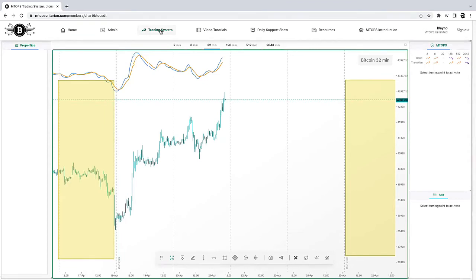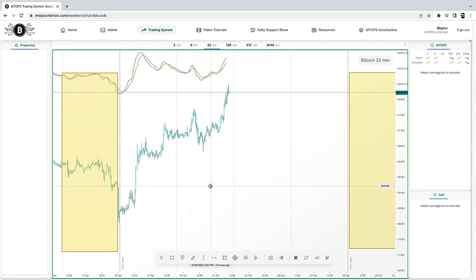Back to the show. Okay, so we're on our trading system. We're on our Bitcoin chart, and that's the 32-minute chart. If you need to get to a 32-minute chart, it's up here. The reason why we're using the 32-minute chart is because we want to have the average of human behavior between the cleanest cycle one can acquire, which is from a Monday to a Monday. And from this, we're going to start building our market structure.